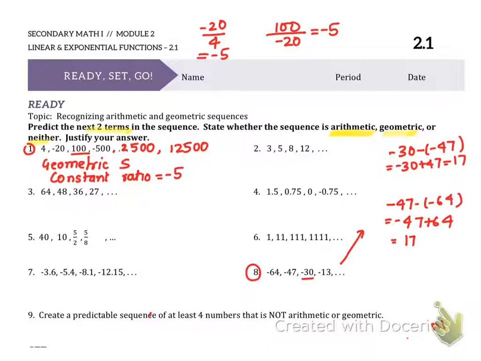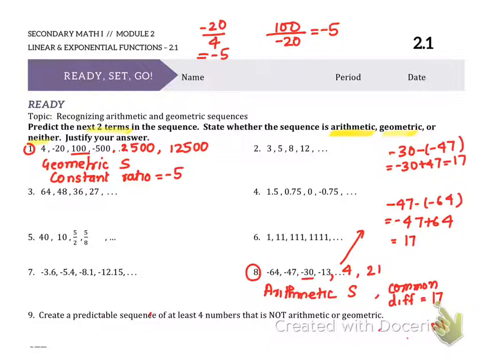So when you add 17 to negative 13 in the next step, you get 4. Then again you add 17, you get 21. So you got the next two terms. I'm adding 17, so it's an arithmetic sequence, and the common difference is going to be 17. I have shown you how to do it.